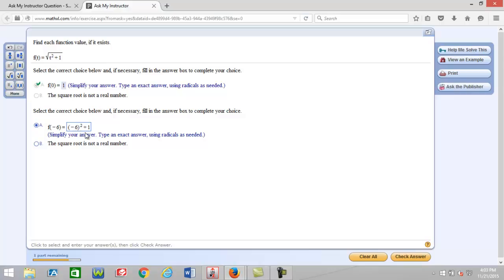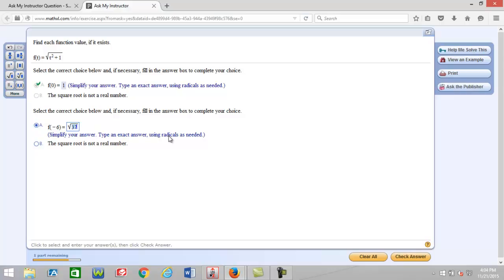-6 to the second power means you're taking -6 times -6, which is going to give you a positive 36. Then I have 36 plus 1, which is going to give me 37. But now remember, I have this radical sign here. So I have to take the square root of 37.